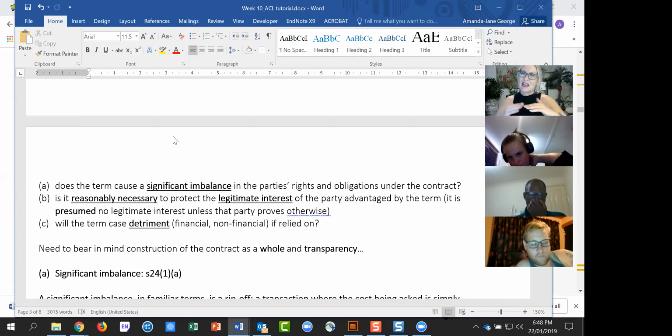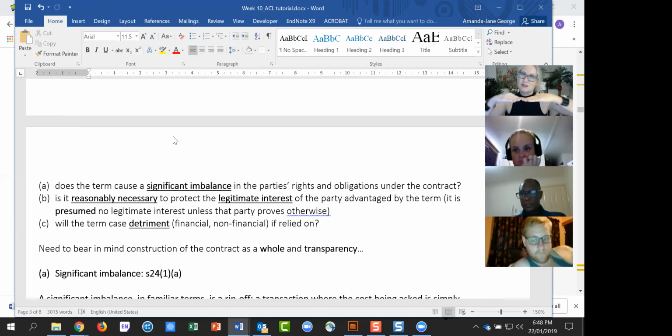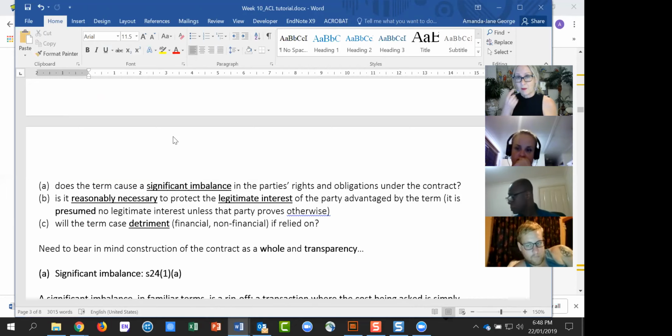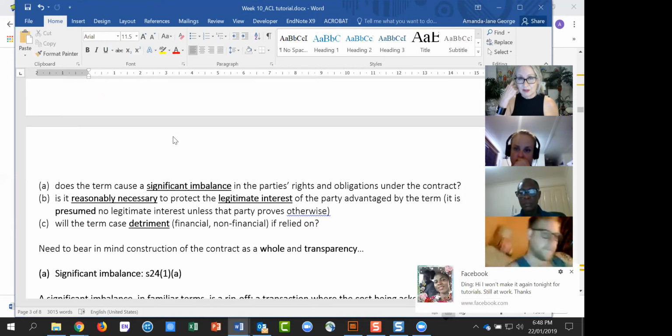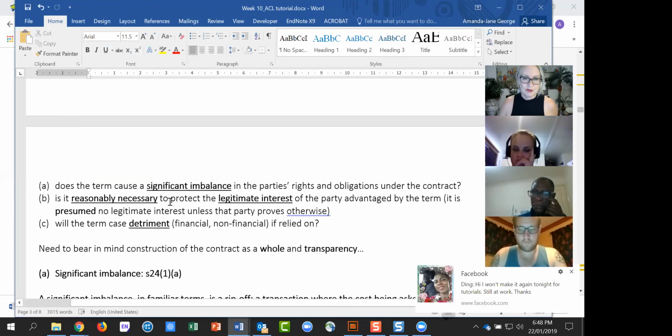But if you say it has to be a significant imbalance, then you're making it harder for the consumer to jump over that hurdle, aren't you? Okay. So here, fine drafting differences like this and the way that the courts interpret the legislative terms is super important, because it really works out in practice how tough or how easy the legislation is for the consumer. Okay, yeah, so the weaker party is taken advantage of, yes.